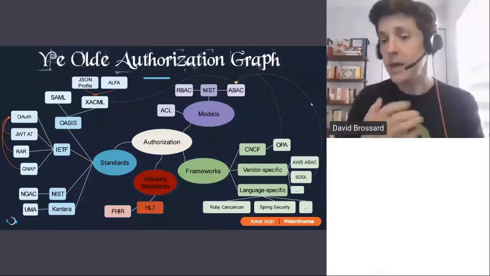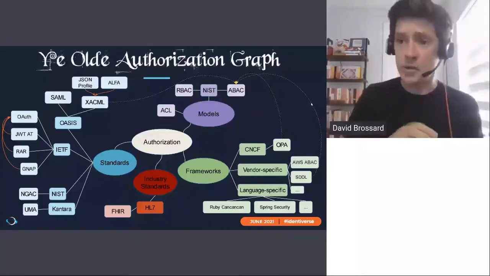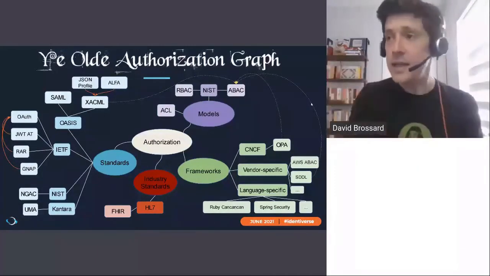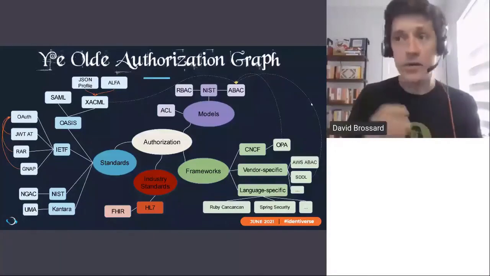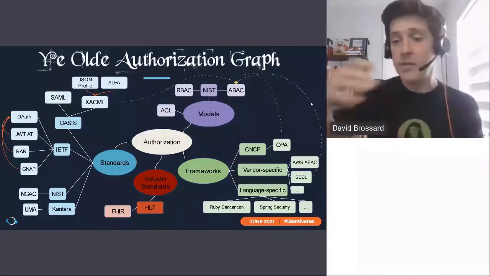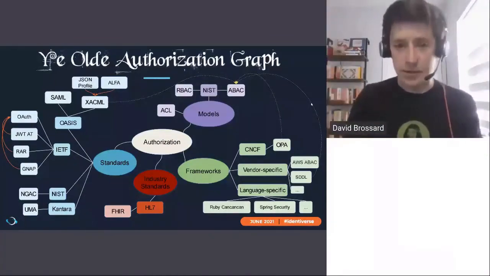They could also be vendor specific. AWS is a great example of implementing ABAC for AWS resources based on tags, and we'll talk a bit more about that later. SDDL within Windows Server is a great way to do fine-grained authorization on files and folders. And there's many more. So you got your Ruby here, your Spring Security, and so on and so forth.